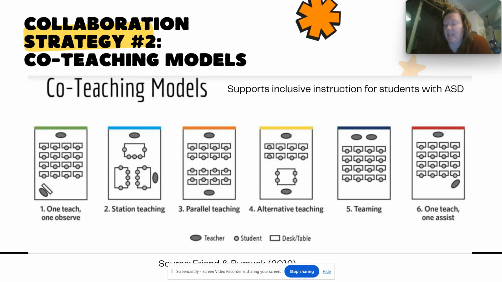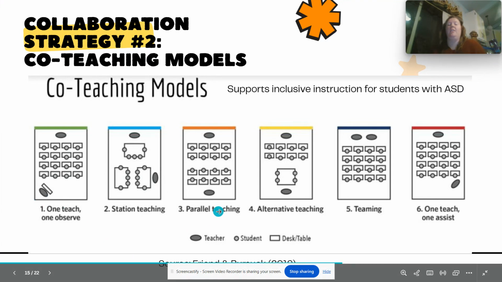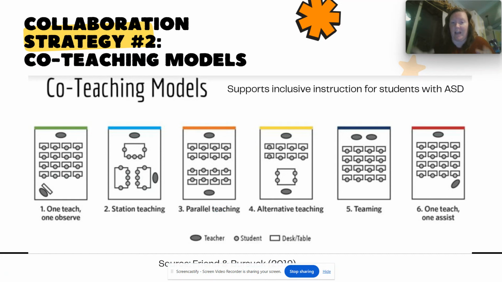The second co-teaching strategy is station teaching. As you can see from the picture, there's different stations. It could be an independent station for the students, but there's also a teacher teaching small groups, focusing on those interventions, the IEP goals, students that are struggling, students that are higher, that need that extension, whatever. There's parallel teaching, where the class is split in half and the teachers are teaching the same thing. Same room, different room, whatever.